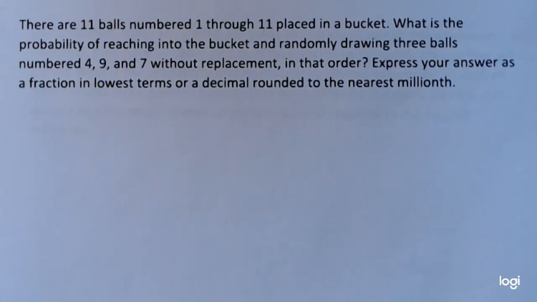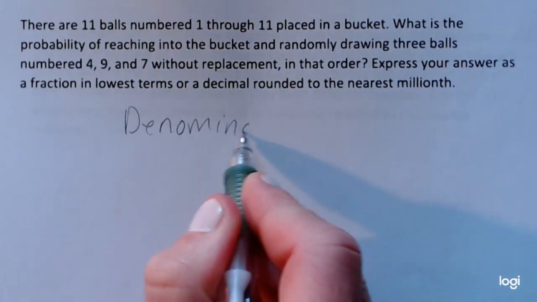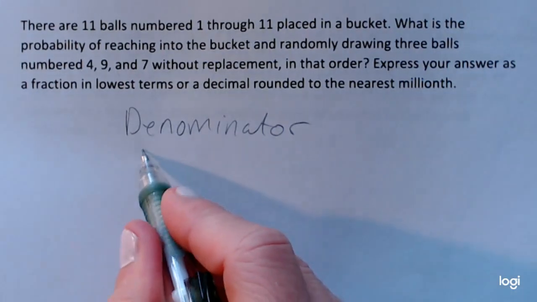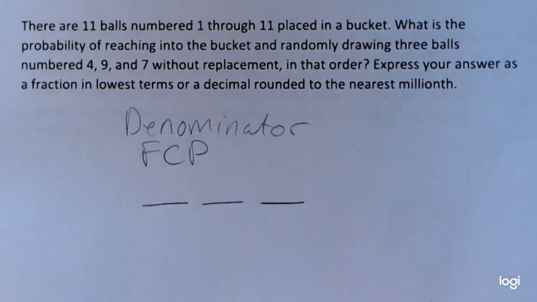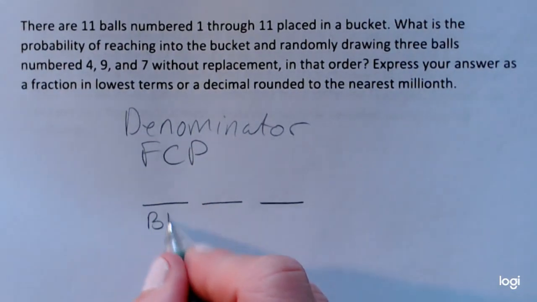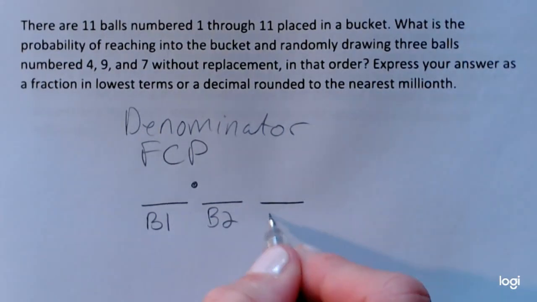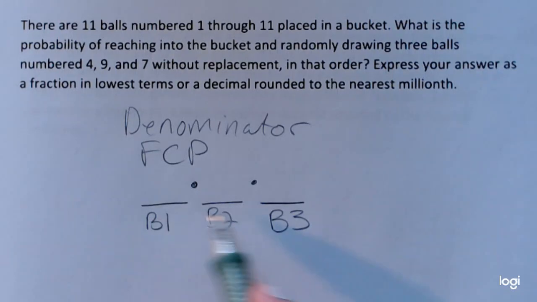Alright, so the first thing we want to do is find the denominator. The denominator is going to be how many ways we can select 3 balls without replacement. So I want to use the fundamental counting principle, abbreviated FCP, and then I have ball 1 for my first event, ball 2 for my second, and ball 3. And for the fundamental counting principle, we multiply straight across.